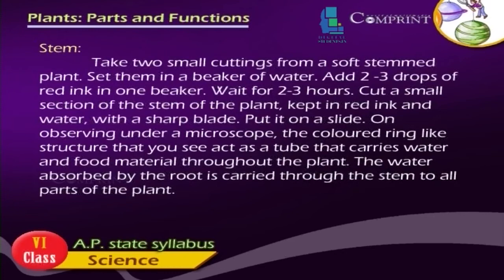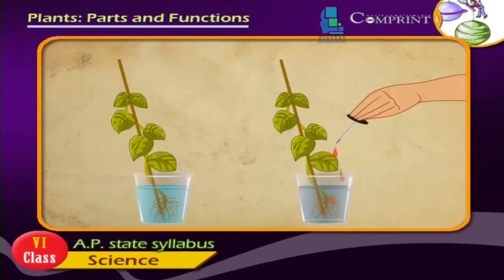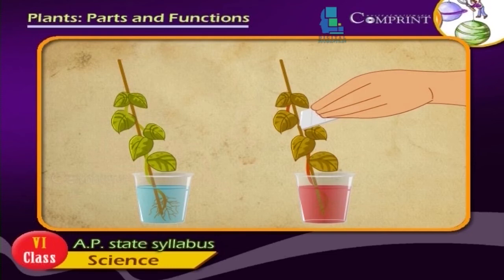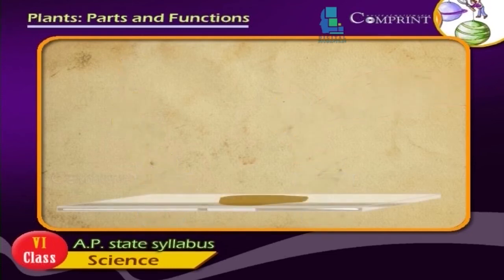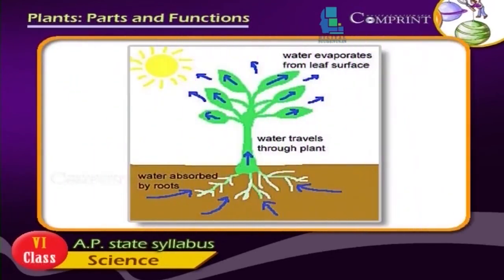Take 2 small cuttings from a soft stemmed plant. Set them in a beaker of water. Add 2 to 3 drops of red ink in one beaker. Wait for 2 to 3 hours. Cut a small section of the stem of the plant kept in red ink and water with a sharp blade. Put it on a slide. On observing under a microscope, the colored ring-like structure that you see acts as a tube that carries water and food material throughout the plant. The water absorbed by the root is carried through the stem to all parts of the plant.